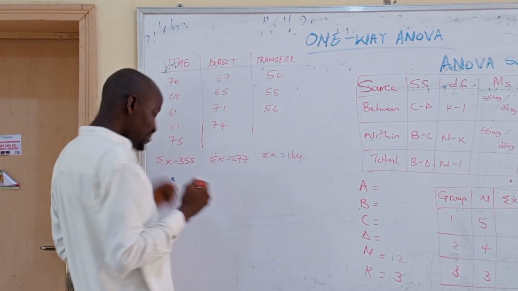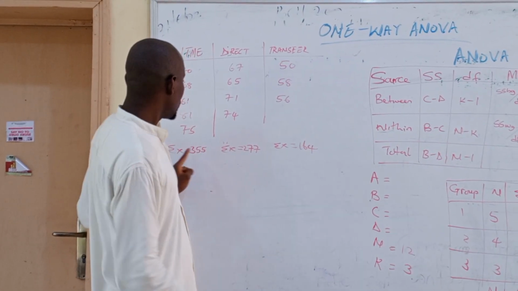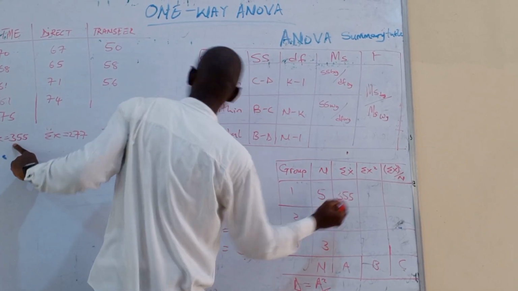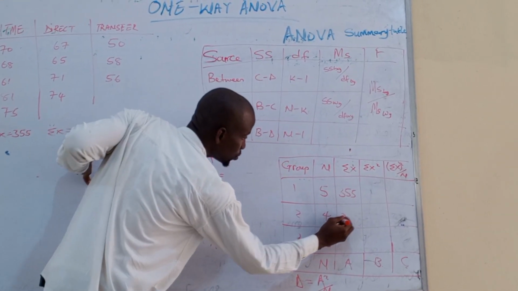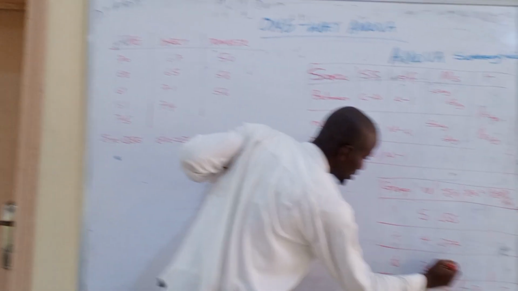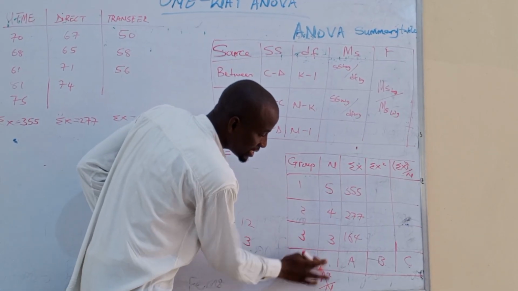164. And remember I said, if you are to write it in this box, you will just replace this by 355, this other one by what? 277, then this third one by what? 164. But your A value, our grand N is 12.